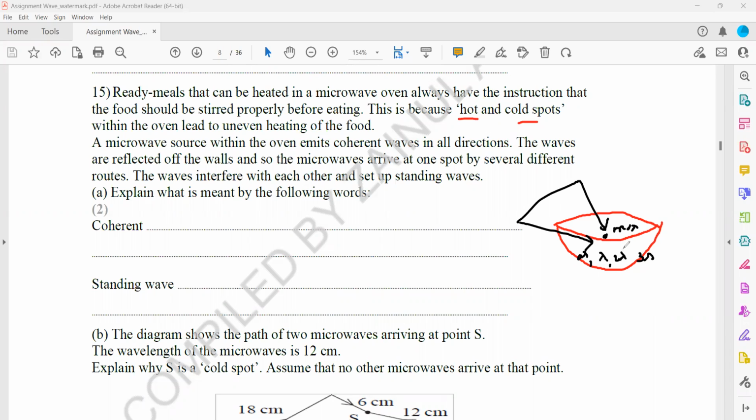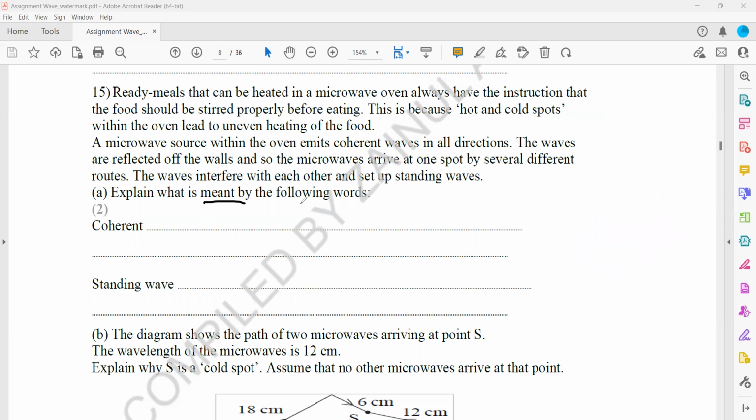But at some other points, which are also known as the cold spots, what leads to the formation of these cold spots? The path difference might be equal to half a wavelength, 1.5 wavelengths, 2.5 wavelengths. So there is destructive interference, which leads to a cold spot. That's why the food must be stirred, as otherwise it might lead to uneven heating due to the formation of hot and cold spots.